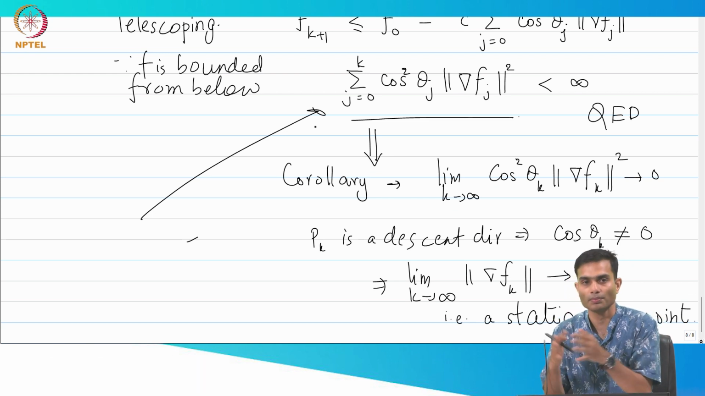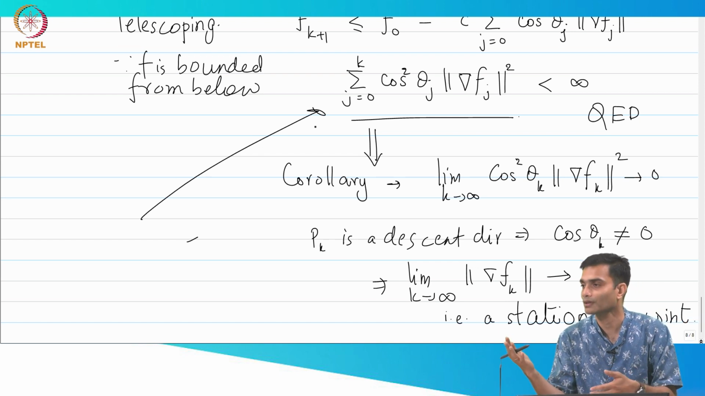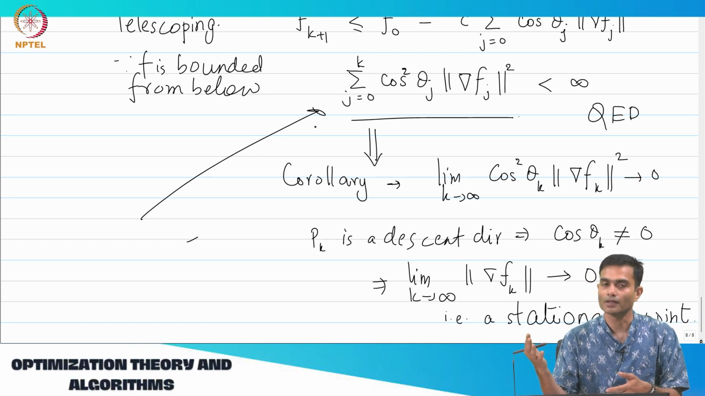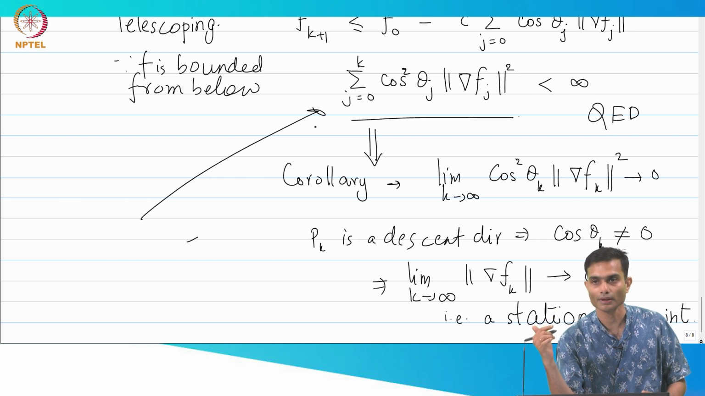What is left for me to parse out? Cos theta k has to be a strictly positive number, that is gone. What is left? Norm of grad f k. Norm of grad f k tends to 0 is what I was looking for, because that establishes that it is a stationary point, right. So, what is this saying?